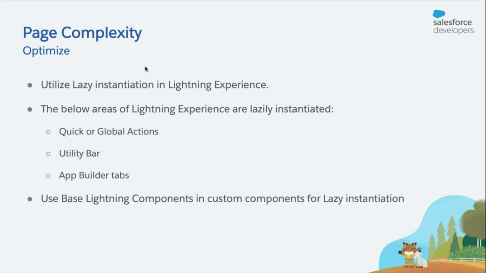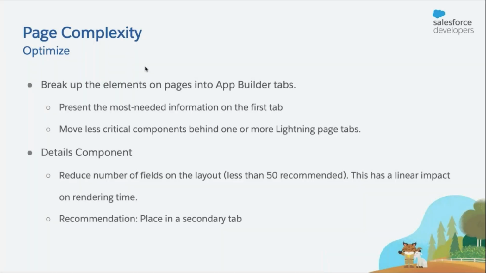For example, Lightning tab, both in Aura and LWC. It is used for lazy loading. So whenever you're trying to use tabs, again, this is guidance only. Break up the elements on pages. Make sure the most needed information is present on the first tab, and secondary information is placed on the secondary and third tabs.